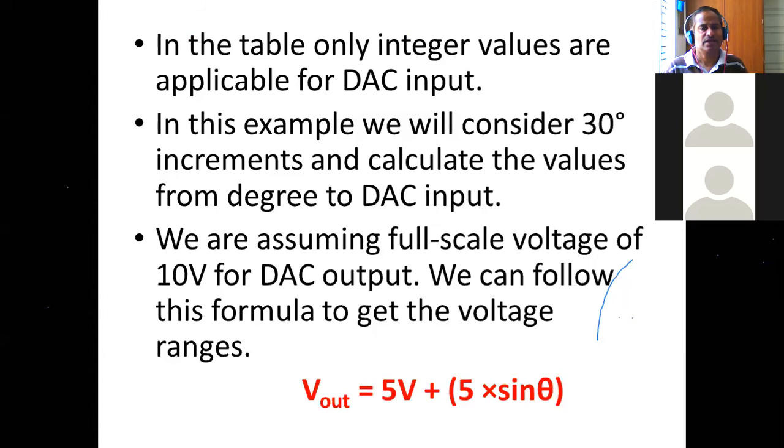Okay. We are assuming full scale voltage of 10 volts. Means I need a 10 volts full scale value, that is minus 5 volts to plus 5 volts DAC output. So we can follow this formula to generate the voltage range. V0 is equal to 5 volts plus 5 into sine theta.